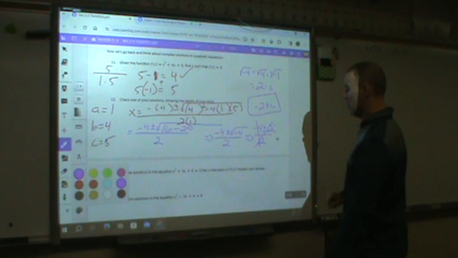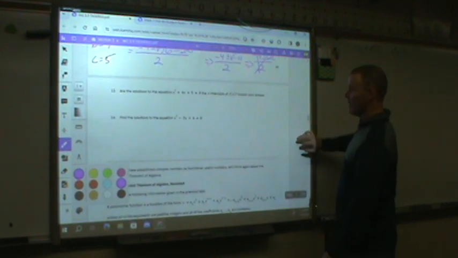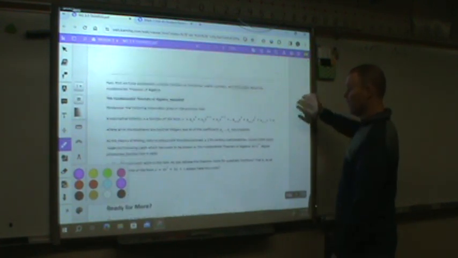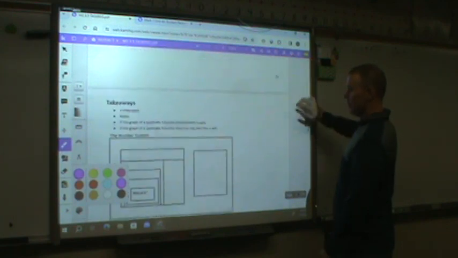Complex solution, so it's still going to have a graph that doesn't cross the x-axis. Same thing would happen in 13, which we did in class. Not going to talk about that.